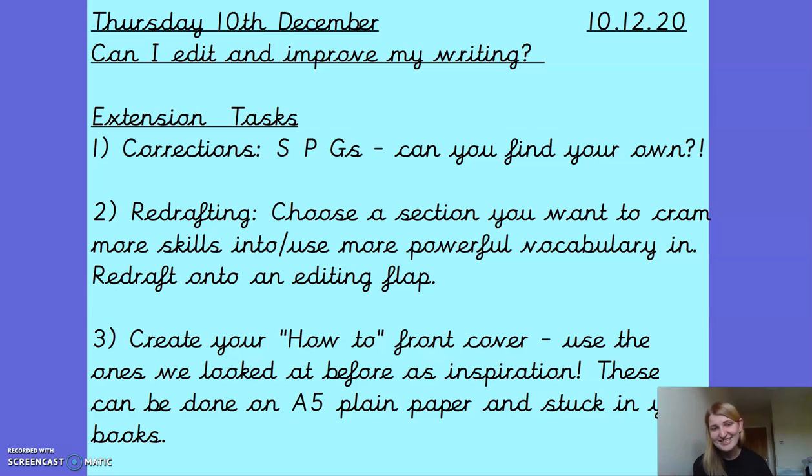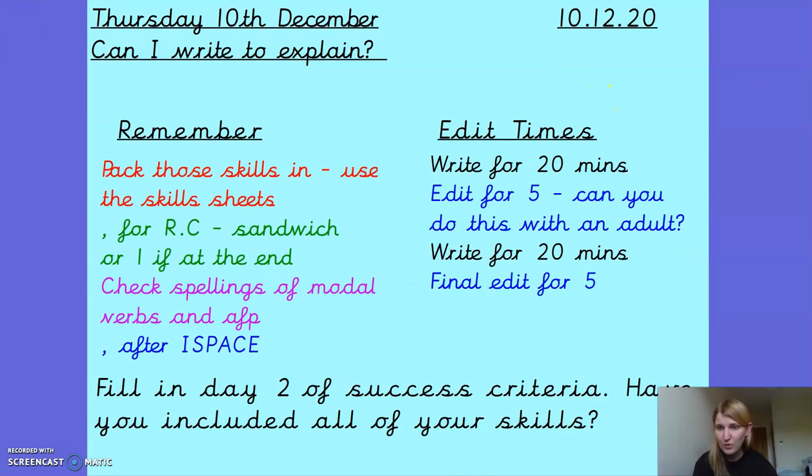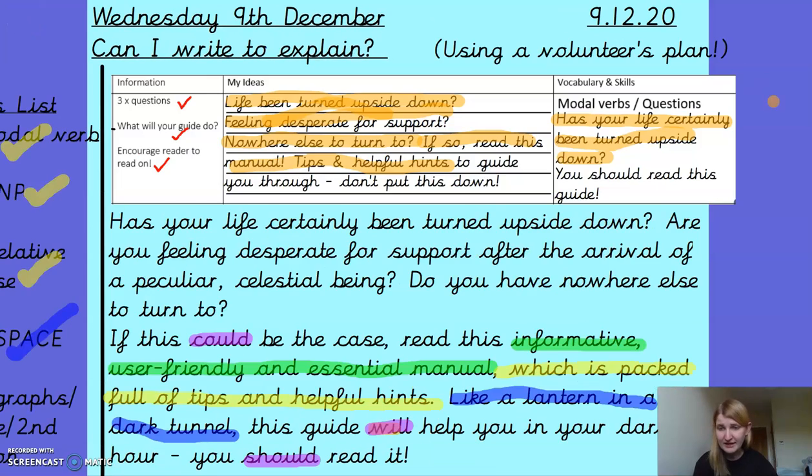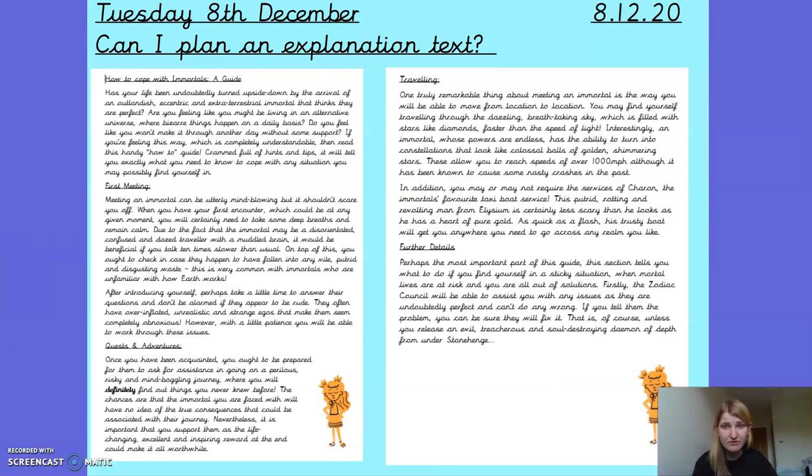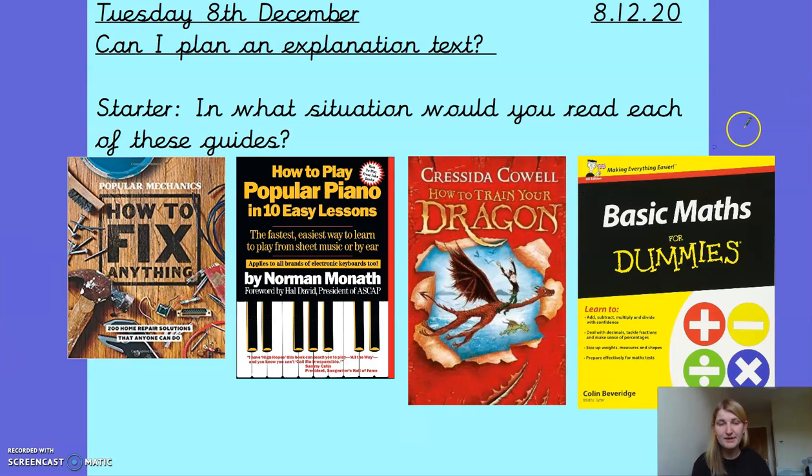Final thing is creating your own front cover. So think about if someone was picking up this guide on how to look after immortals, what would the front cover look like? I've said about using the ones that we looked at before as inspiration. I'll whiz back through our slides and I can leave those, and you can always pause it on this screen as well. Sorry, here we go.